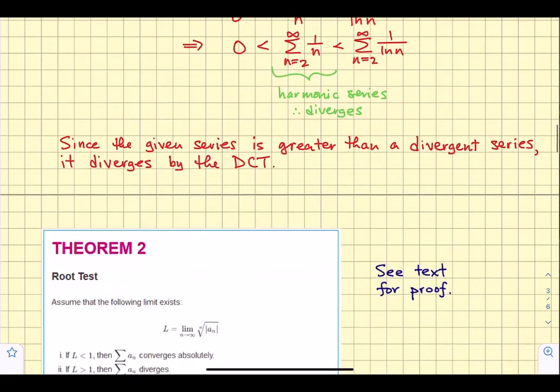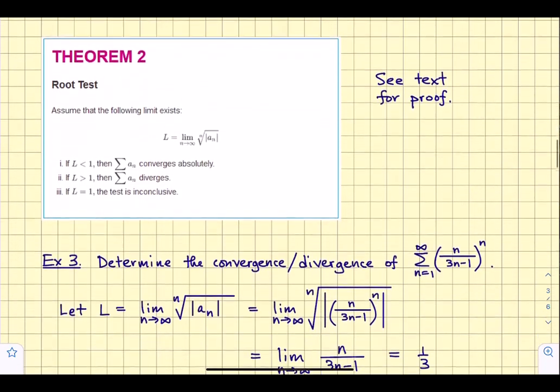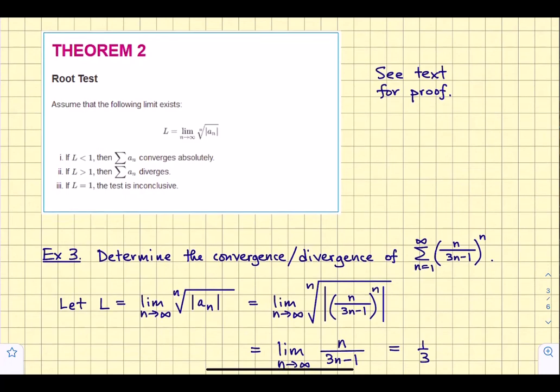Okay, let's look at the next test, the so-called root test. The root test says to assume that the following limit exists: the limit as n goes to infinity of the nth root of the absolute value of the a sub n's, and we'll call that limit L. Number 1, if L is less than 1, then the sum of the a sub n converges absolutely. Number 2, if L is greater than 1, then the sum of the a sub n diverges. And number 3, if L is equal to 1, then the test is inconclusive and you need to pivot to a different test. Let's look at example 3.